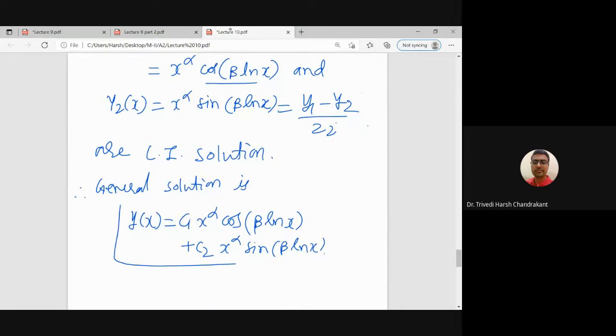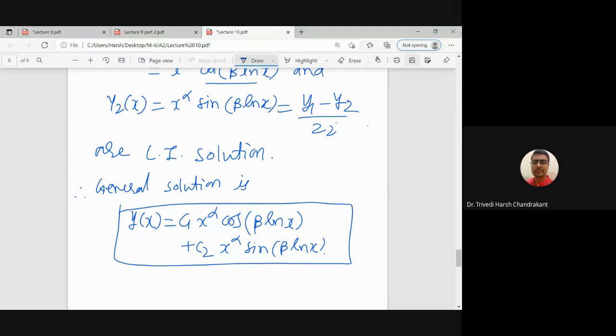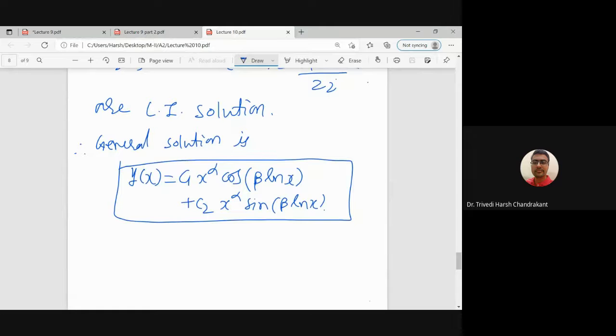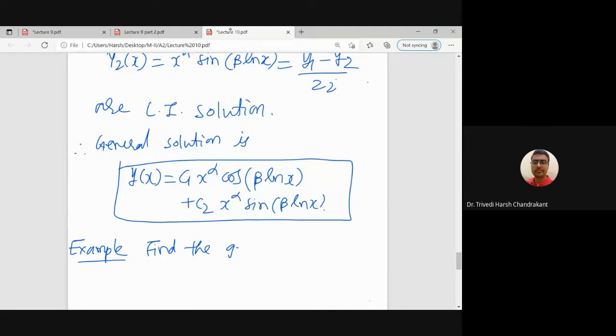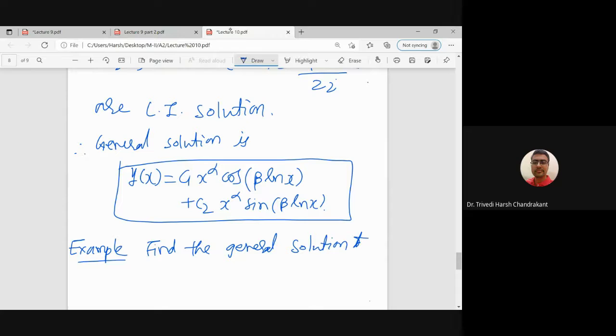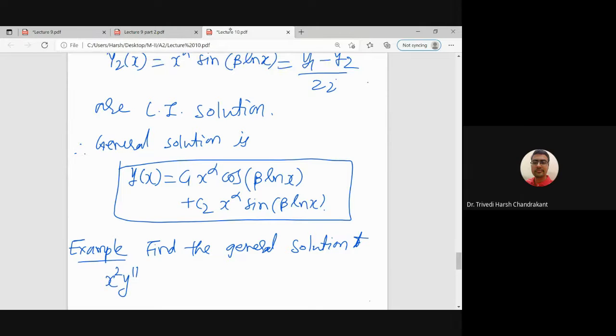So whenever we have complex roots of the characteristic polynomial of Euler-Cauchy equation, we shall use this particular method. So let us take one example. Find the general solution of the equation x square y double dash minus 2xy dash plus 2y equals x power 3 when x is positive.